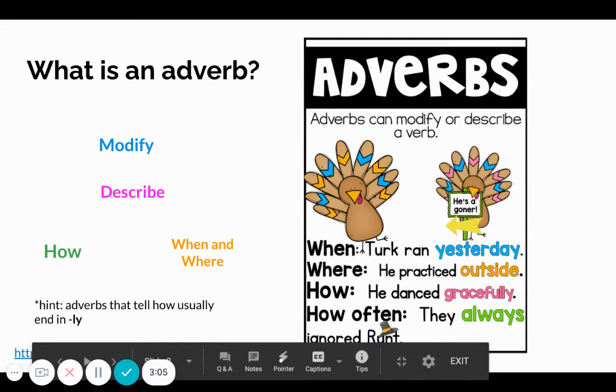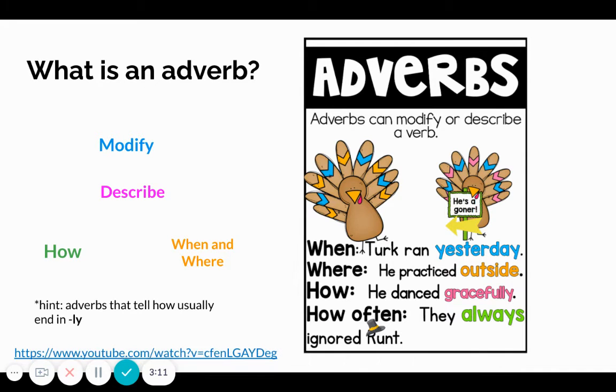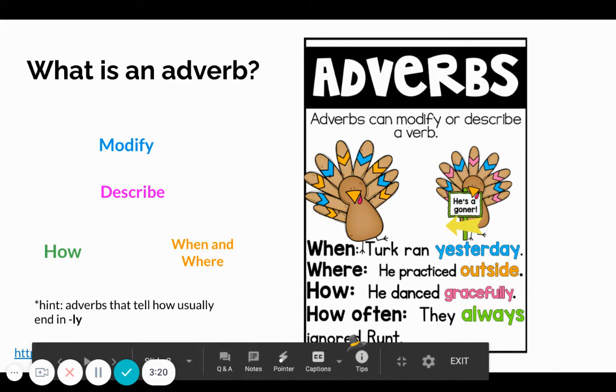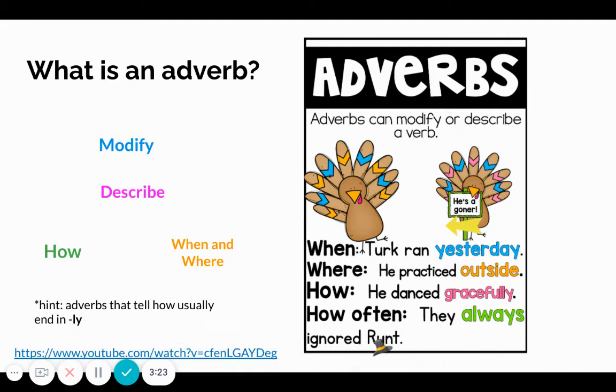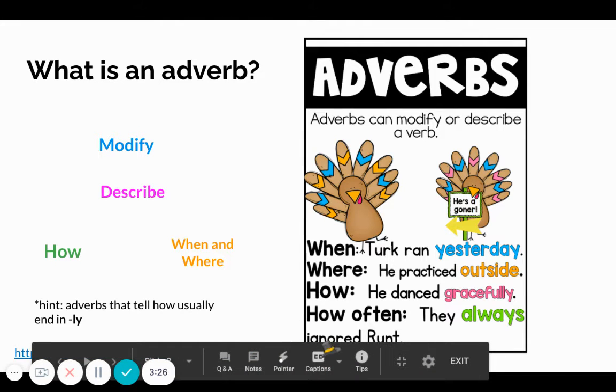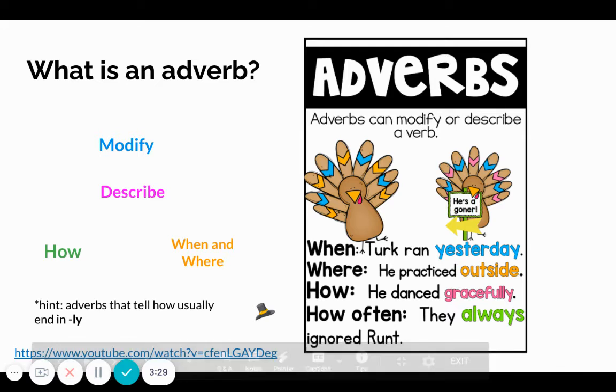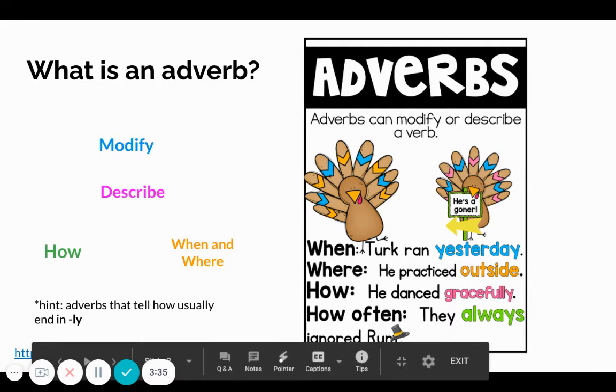All right, how often? This tells us how often. So that's how many times something happened. All right, the sentence reads, they always ignored Runt. The verb or action word in the sentence is ignored, right? Something we do. We can ignore people, we can ignore sounds, right? How often did they ignore Runt? Always, all right? Poor Runt. All right, let's go ahead and listen to a song about adverbs.